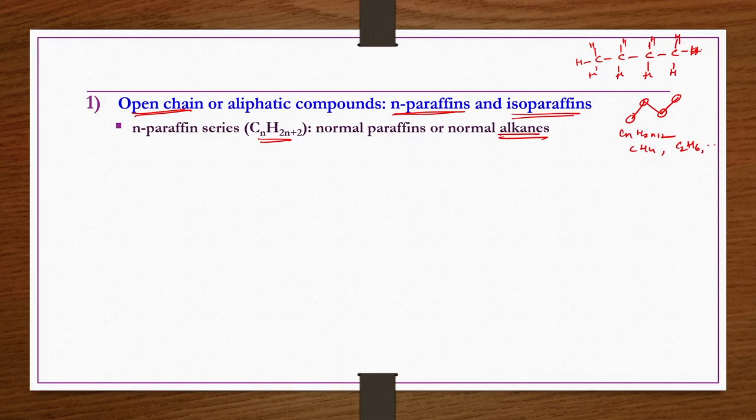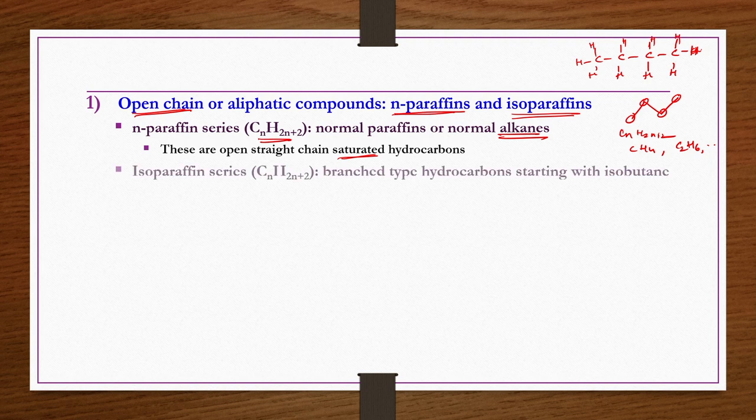and these open chain or aliphatic components are present predominantly in the so-called paraffin based crudes, okay, or the petrochemicals that we get from them like LPG or liquid products like gasoline, diesel, etc. In those products primarily these paraffins would be present. These are open straight chain saturated hydrocarbons, saturated in the sense there will only be single bonds, there will not be any double bonds, triple bonds, etc.